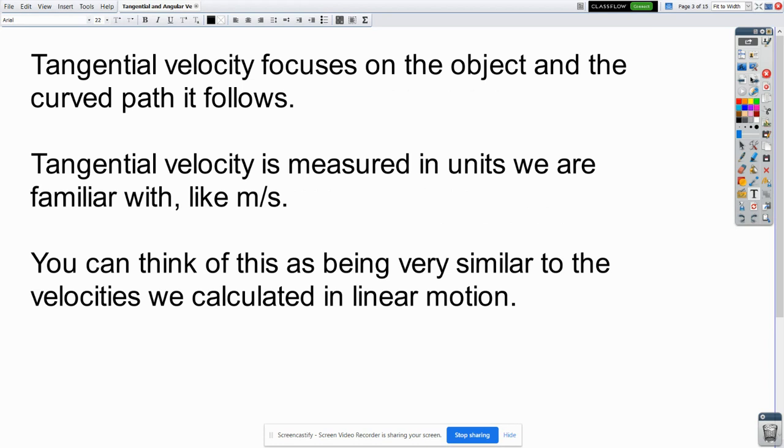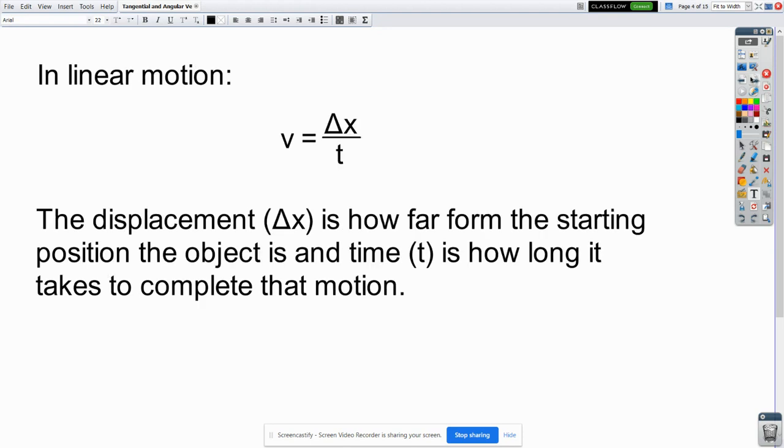Tangential velocity focuses on the object itself and the curved path that it follows. It's measured in the units that we're familiar with, like meters per second. You can think of it as being very similar to velocities that we calculate in linear motion, in that their calculations are kind of similar. For linear motion, we had velocity equals delta x over t, where delta x is the displacement of the object and t is the time it takes to move through that displacement.